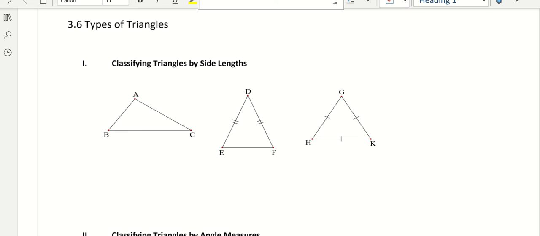All right, section 3.6, types of triangles. There's a few ways to classify triangles. One is by their side lengths. So looking at this first triangle on the left, if we have no two sides that are congruent to each other, this is what we call a scalene triangle. So there you go, scalene triangle, no two sides are congruent.